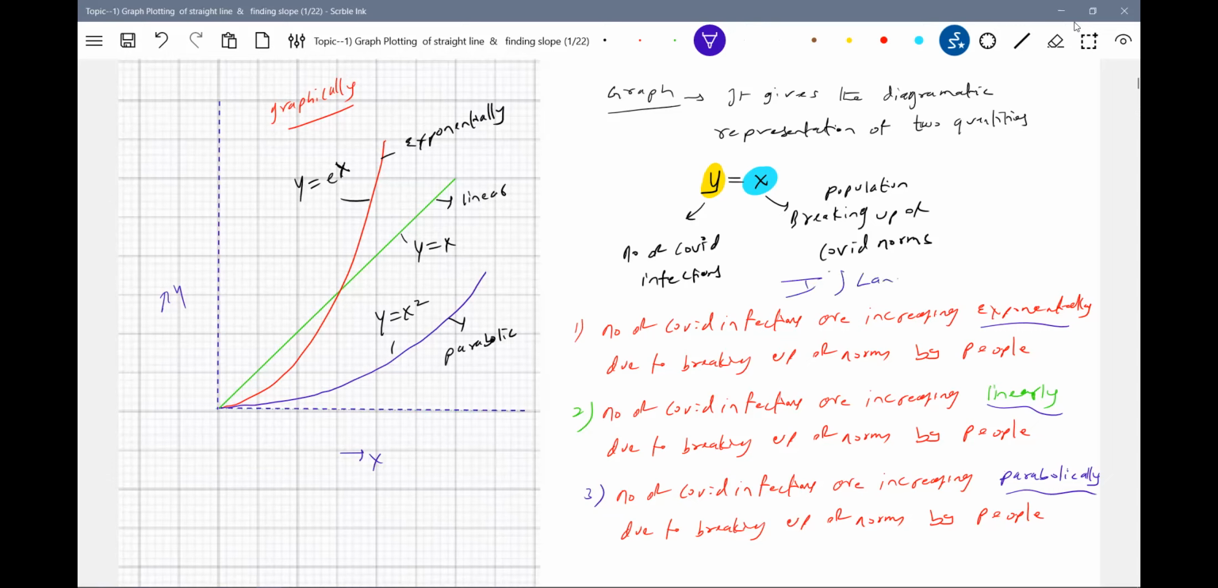Language: expressing the relationship between quantities using literature, or better you say, through sentences. I'm putting it there, a language. Second, what you see graphically. Third one is what you can see in the equations. I wrote equations. So the first one is y equal to e to the power of x. Second one is y equal to x. Third one is y equal to x squared. So this is the mathematical.